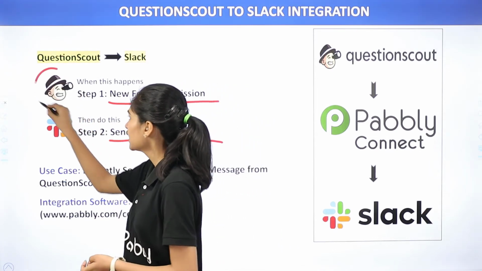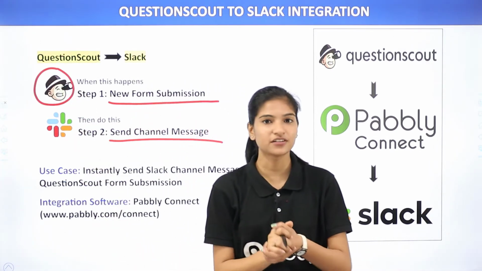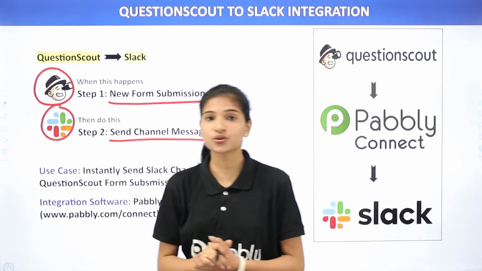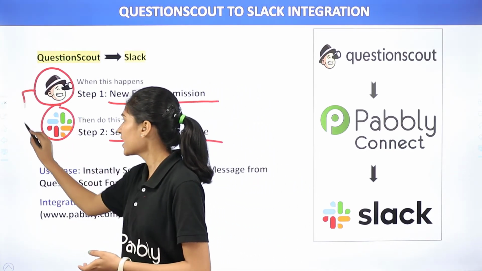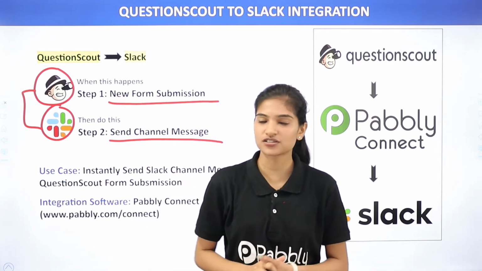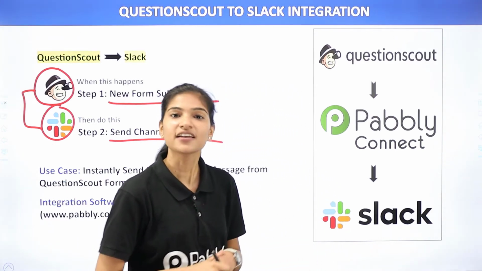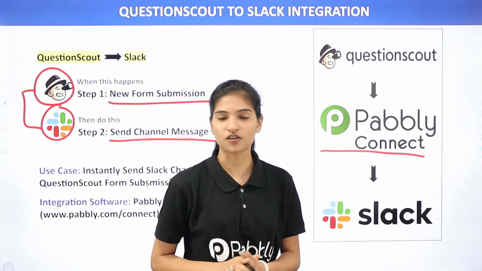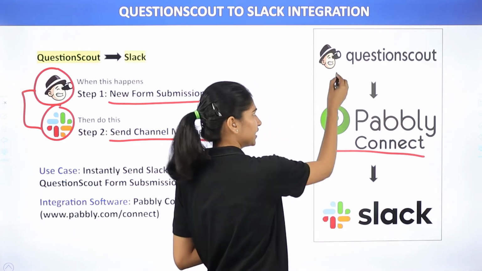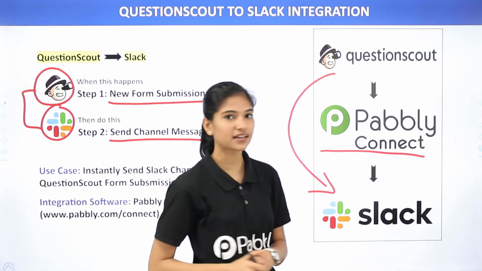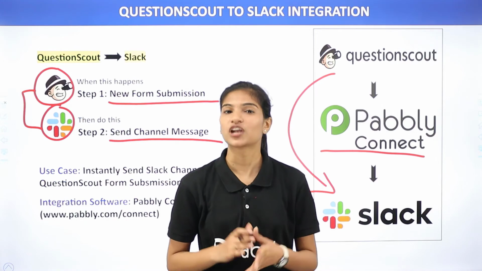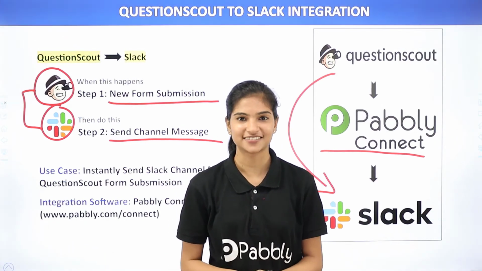So QuestionScout is an all-in-one online survey and form builder, whereas Slack is a messaging tool. The issue here is that QuestionScout and Slack don't have any integration between them, and that is why we are going to use Pabbly Connect. So Pabbly Connect is an integration software that will help you to transfer data from QuestionScout to Slack. The best part here is you don't require any knowledge of coding. So let me show you this on my screen.